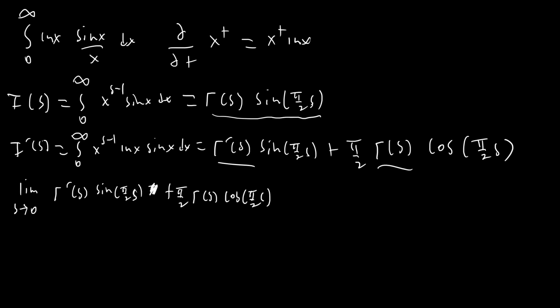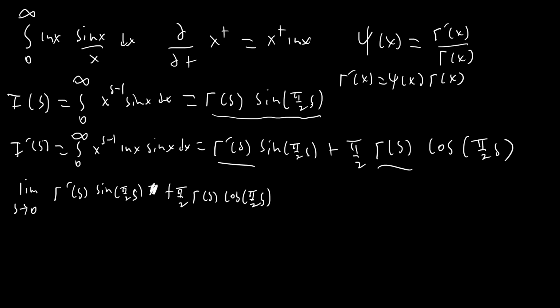So the idea here is going to be to abuse the gamma function a little bit. First, we know that digamma of x is equal to gamma prime of x over gamma of x, since it's the derivative of the log of the gamma function, which tells us that gamma prime of x is equal to digamma of x times gamma of x. So we're going to use this in our limit, and we're going to let this become gamma of s, digamma of s, sine of pi over 2s, plus pi over 2 gamma of s, cosine of pi over 2s.